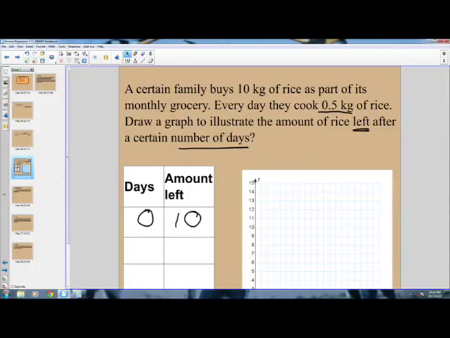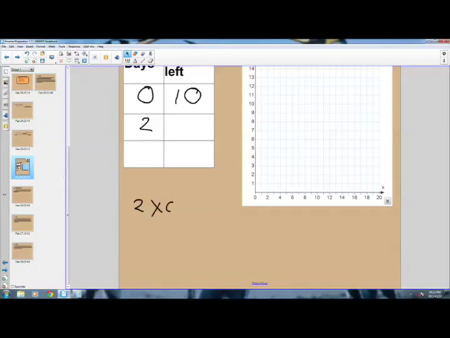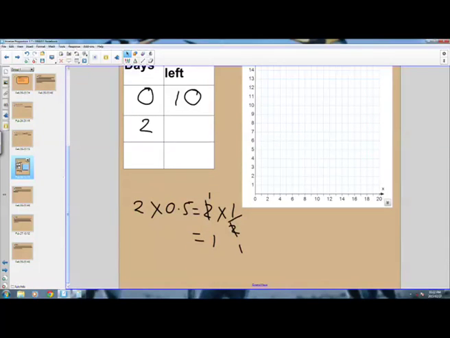And then what if the number of days is 2? That will be 2 times 0.5. When we multiply 2 and 0.5, what do we get? 2 multiplied by 0.5 gives you 2 times 1 over 2. 2 here once, 2 here once. So this is just 1. We need to know the amount of rice left after a certain number of days. When the number of days is 2, the amount of rice that had been used is 1. So the amount of rice left is 10 minus 1. This will give us 9. So after 2 days, 9 kg of rice will still be there.